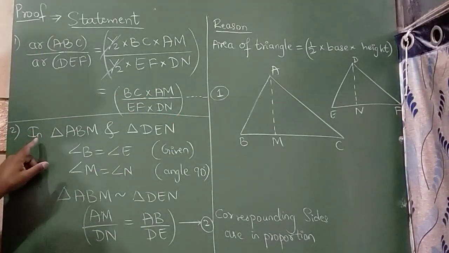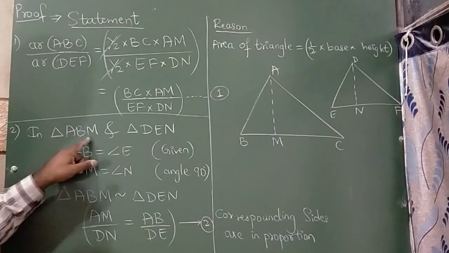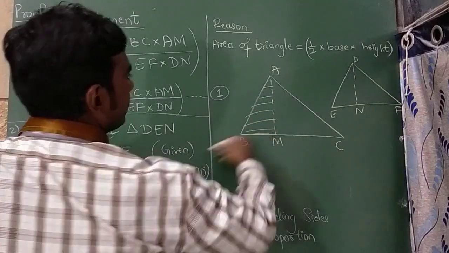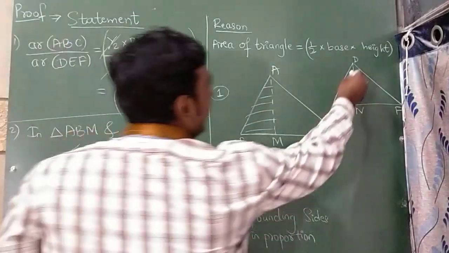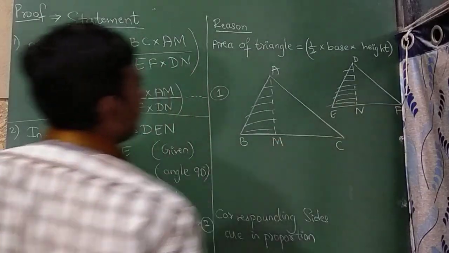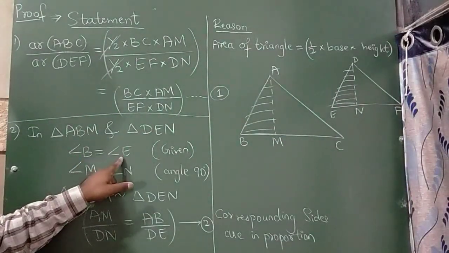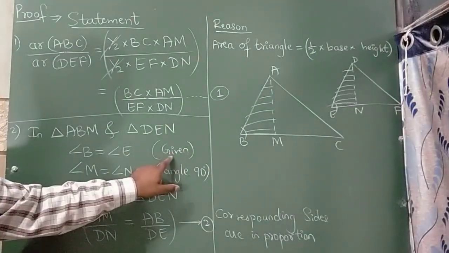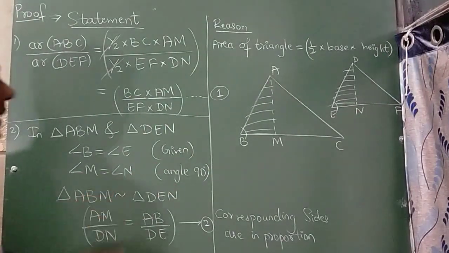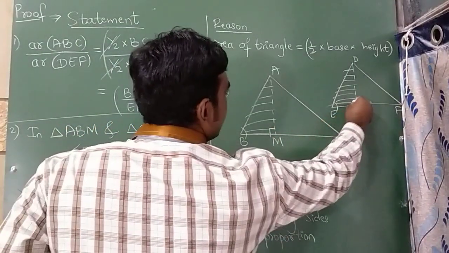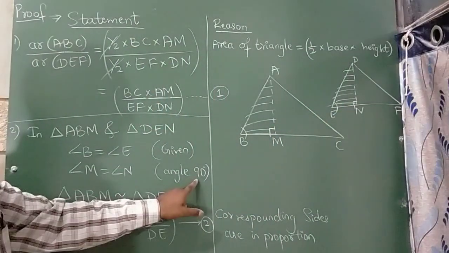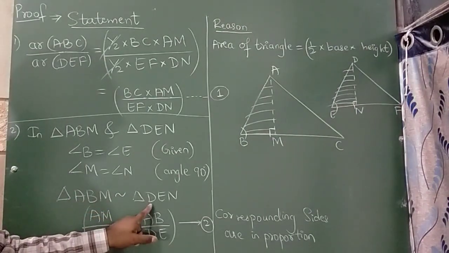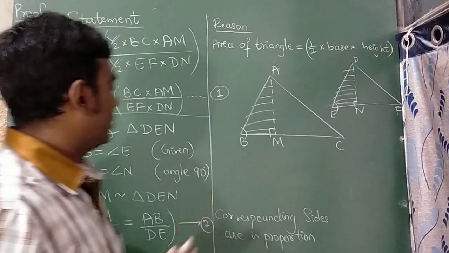Now in the second case, in triangle ABM and DEN, angle B is equal to angle E, from the given. Next, angle M is equal to angle N. This is angle M and this is angle N, so it is 90 degrees. So triangle ABM is similar to triangle DEN.